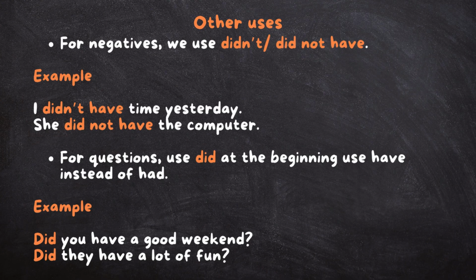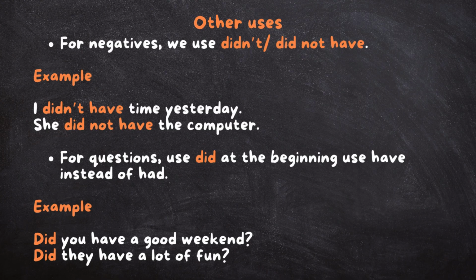So let's see an example. Did you have a good weekend? We see in this example, we began the sentence with did, and then the subject, you, and then we have what? Have, and then the rest of the sentence. Did they have a lot of fun? In the second example too, we see we have did, the subject, they, and then have, plus the rest of the sentence.